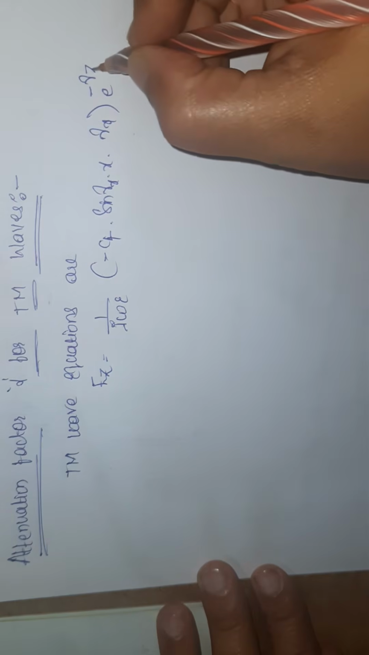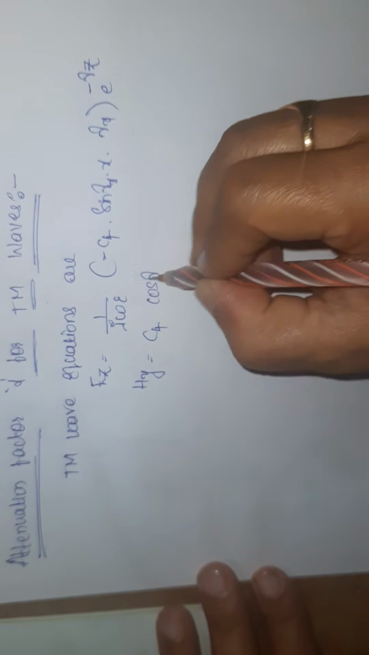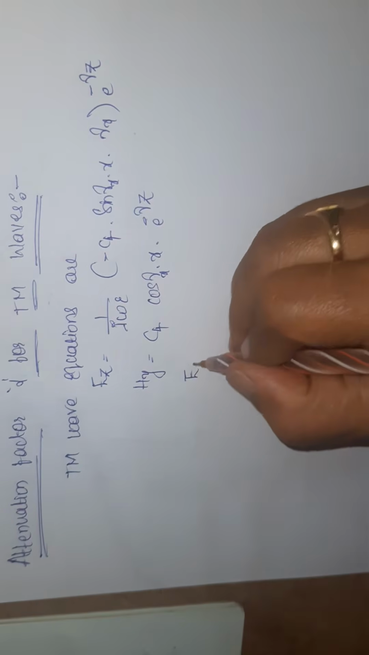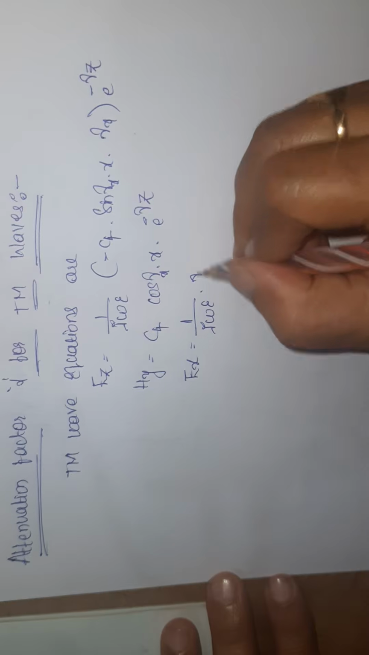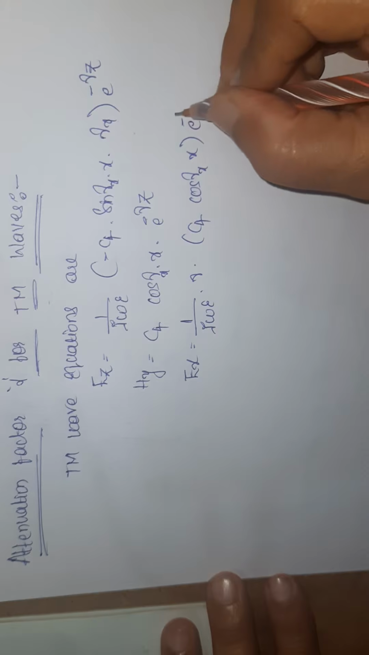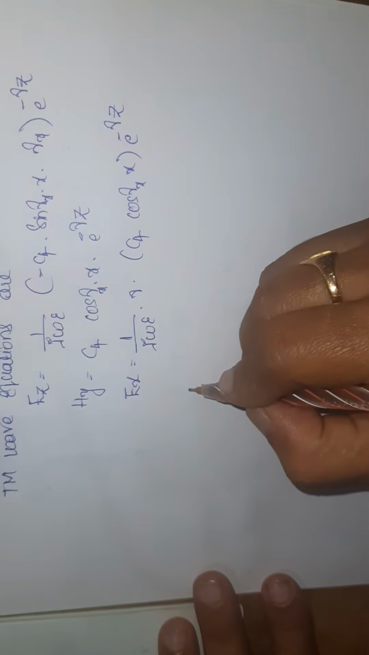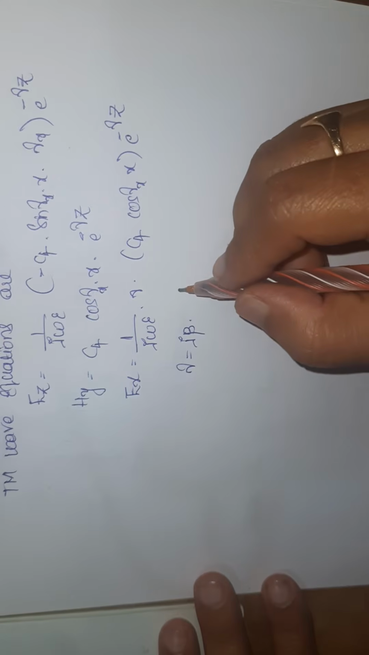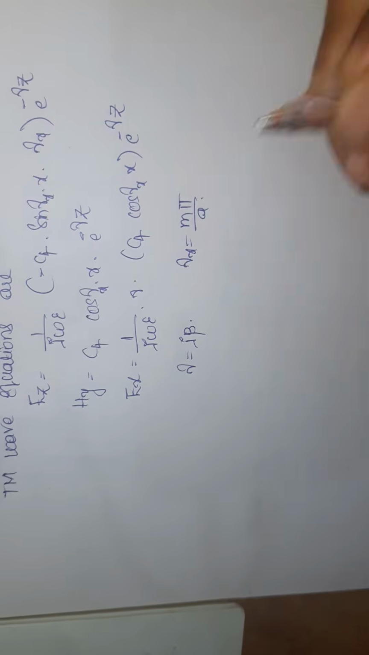into e power minus gamma z. Hy is equal to C4 cos gamma x x e power minus gamma z. Next Ex is equals to 1 by j omega epsilon C4 cos gamma x of x into e power minus gamma z. Okay, so what we did in the earlier, just we have substituted gamma as j beta and gamma x as m pi by a.